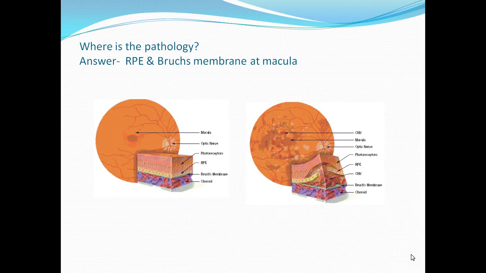The pathology in AMD lies at the level of retinal pigment epithelium, which is the outermost layer of the retina, and the Bruch's membrane, which is the part of the choroid. This is the normal disc. This is the macular area. This is the cross section of the retina showing all the 10 layers. This is retinal pigment epithelium. This is Bruch's membrane, and this is choroid. The image on the right side shows the retinal pigment epithelium, which is disrupted. There are some new blood vessels, choroidal neovascular membrane or CNV, Bruch's membrane, and the choroid.